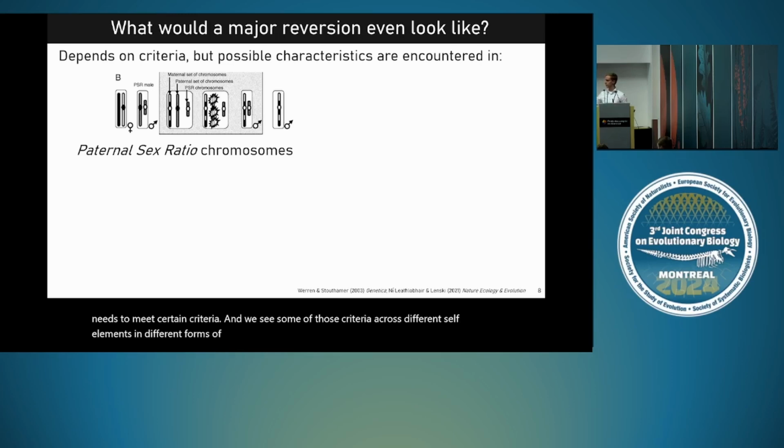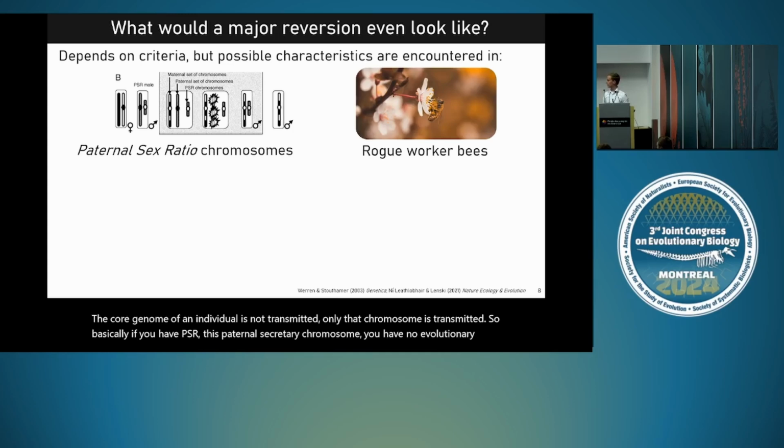So paternal sex ratio chromosomes, for example, destroy the entire genome that they are transmitted with. So the core genome of an individual is not transmitted, only that chromosome is transmitted. So basically, if you have PSR, this paternal sex ratio chromosome, you have no evolutionary success. Other examples include rogue worker bees that reproduce on their own.